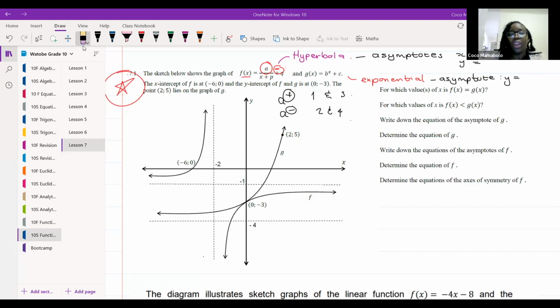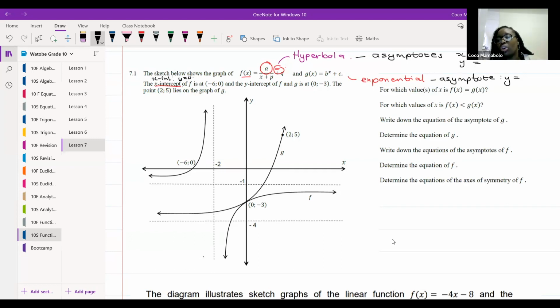Thank you. All right. So we know that our a is going to be negative because our graph is in quadrants 2 and 4. Now it says the x-intercept. Guys, what do we know about the x-intercept? What happens at the x-intercept? That's it, y is equal to 0. So we just need to look on our graph for a point where y is 0. They're telling us that the x-intercept of f is (-6; 0). There it is. That's the point.